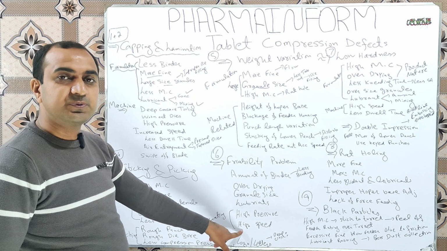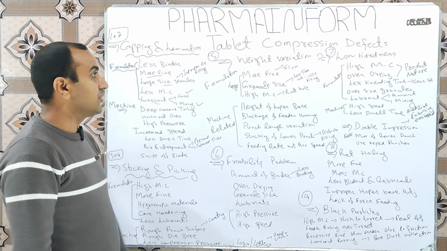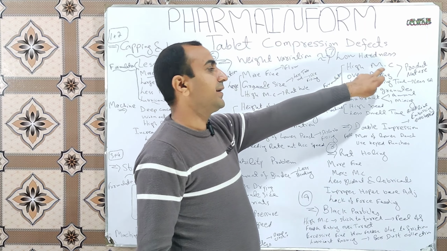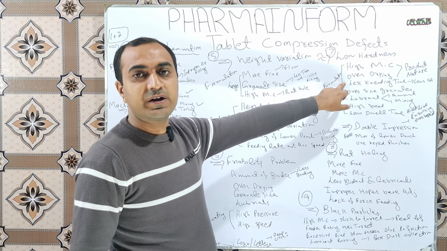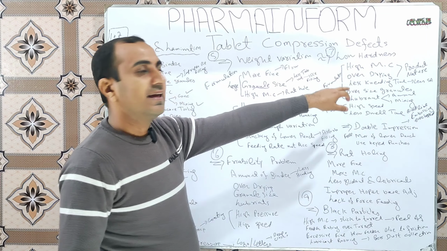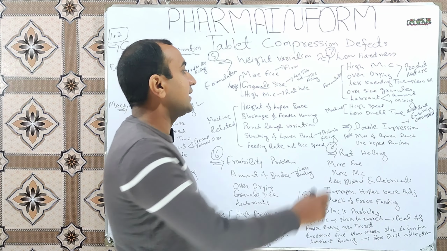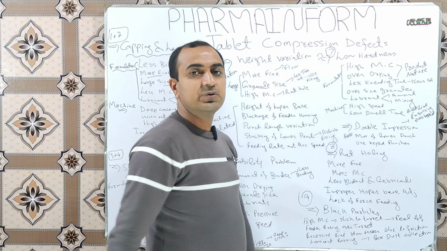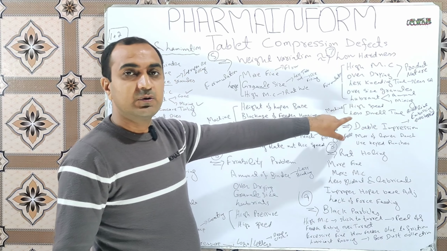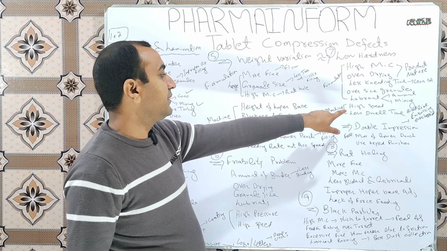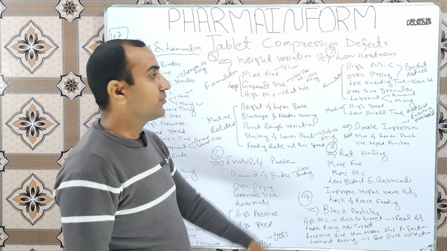machine speed high, reduce your machine speed. Low hardness: high moisture content, reduce the moisture content; if granules are over dried, apply moisture; less kneading time, increase the kneading time; oversized granules, reduce the granule size; lubricant concentration and amount is very high, reduce its amount; higher speed and less dwell time also result in low hardness.